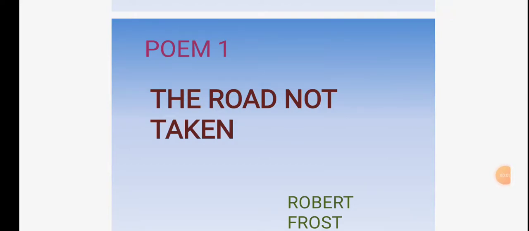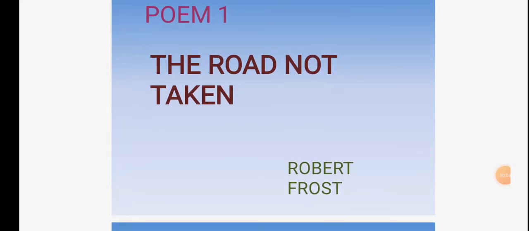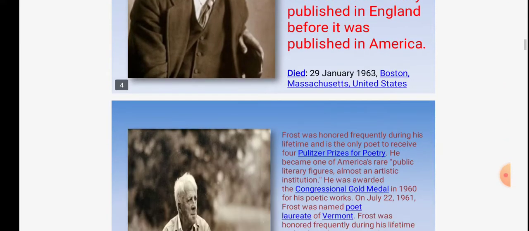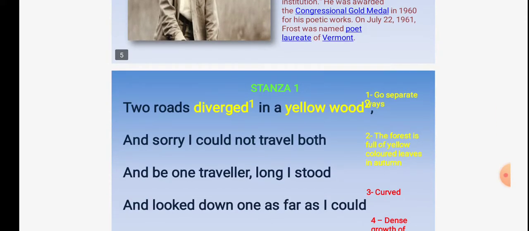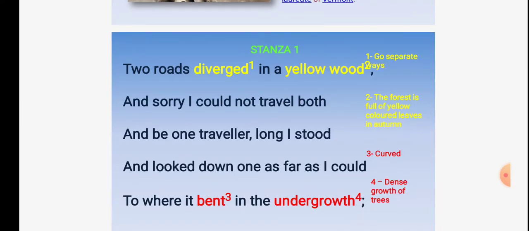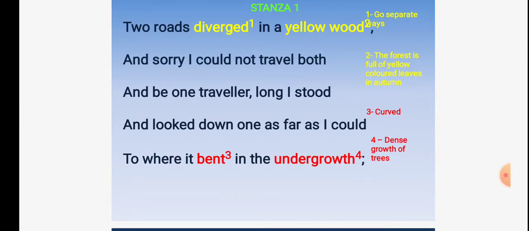Yes, students, I am going to discuss the poetic devices the poet has used in the poem The Road Not Taken. This is written by Robert Frost, and we will discuss the poetic devices, literary devices, or figure of speech. There are three names. I am repeating: literary devices, figure of speech, and poetic devices. These are the three names given.